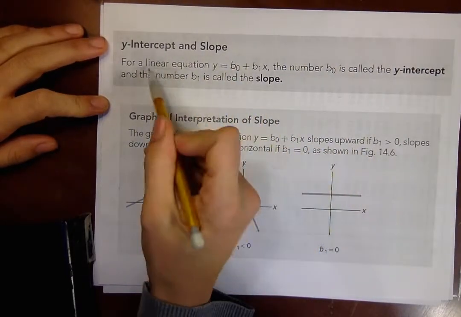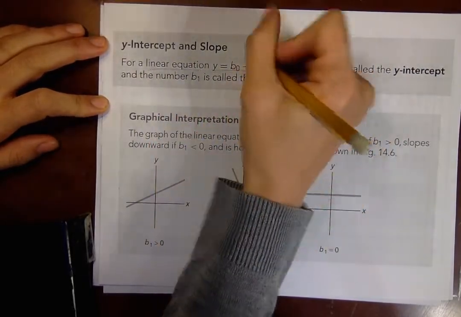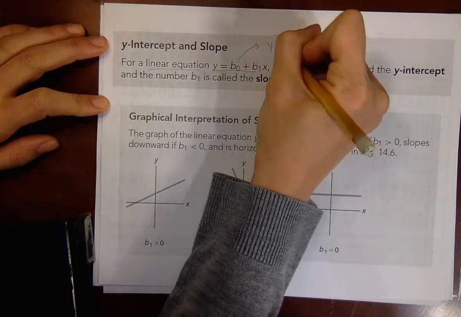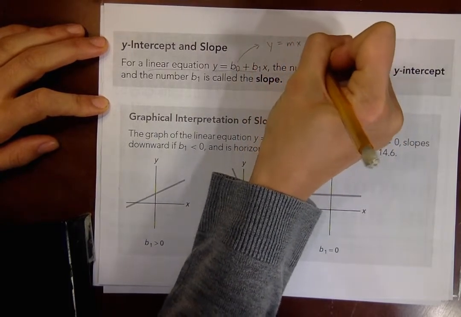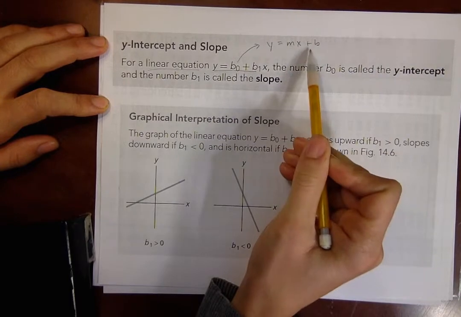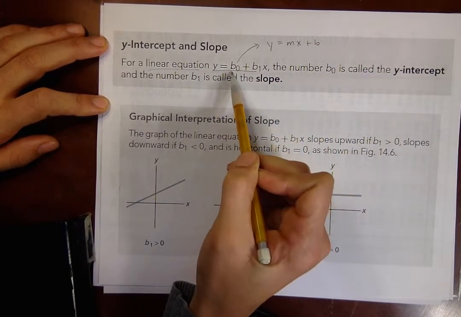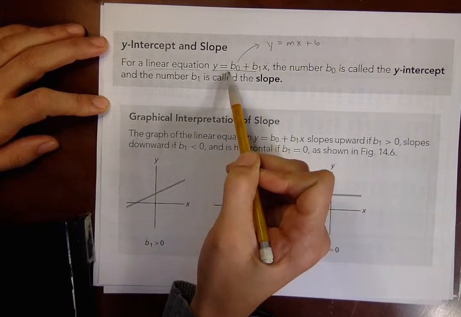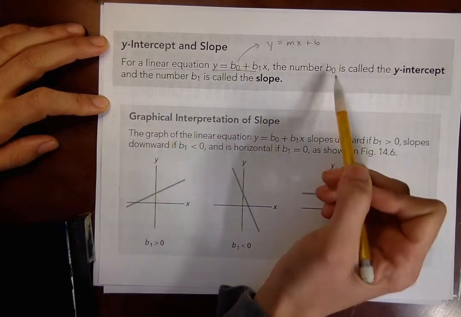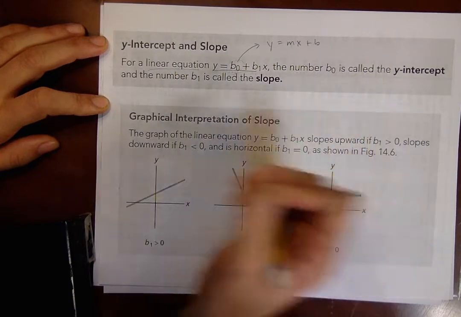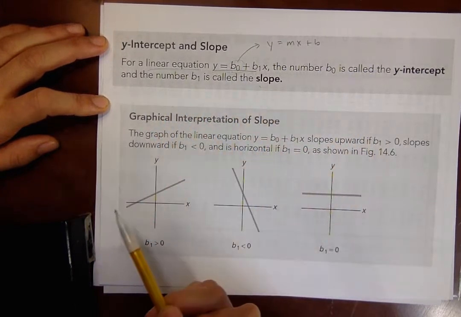So we have a linear equation, and instead of writing this in a way that might be more familiar to you, which is y equals mx plus b, the way we usually learn that formula in algebra class, we're going to write this as y equals b naught plus b1x. So now b naught is the y-intercept, and b1 is the slope.